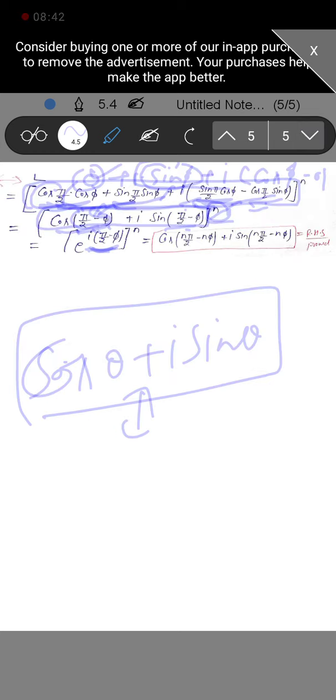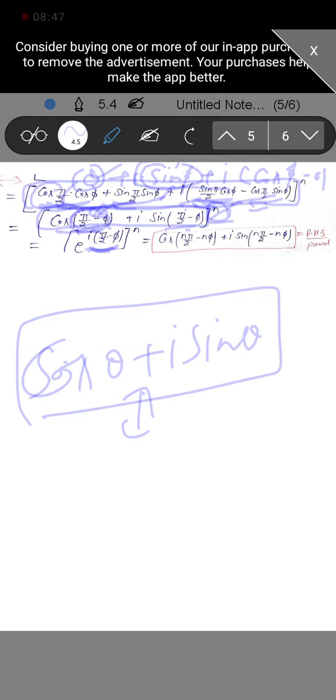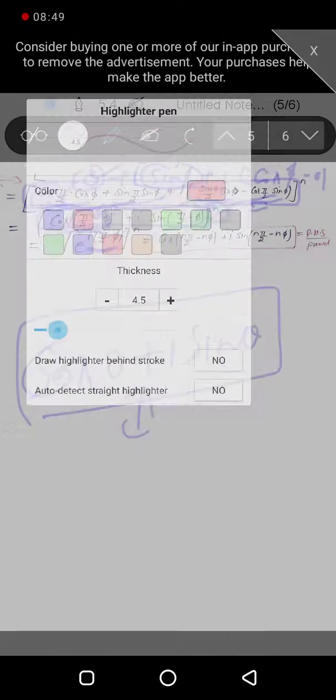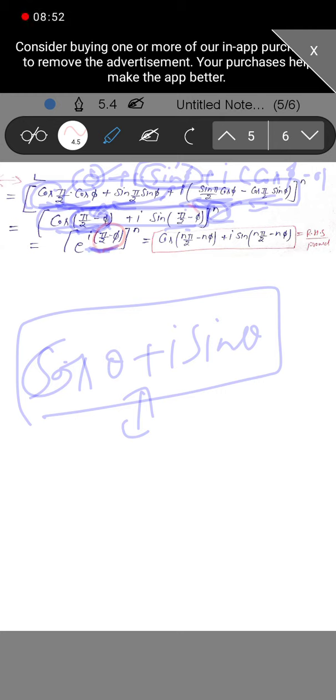In the question we were solving last time, in place of theta we have only pi by 2, so I have replaced theta with pi by 2, because here we have both the values pi by 2. When you compare both the results, this is the result we have obtained, and here we also have power n, so we have put power n here. Now when you take n inside, n is multiplied with the pi by 2 and phi also. So we have multiplied that and rewritten this in the form of cos and sine. So we get the desired result.